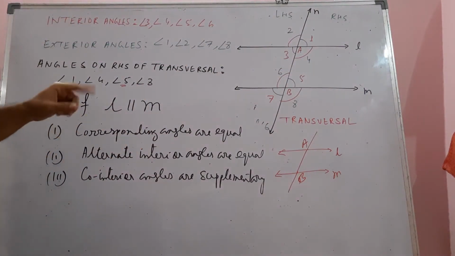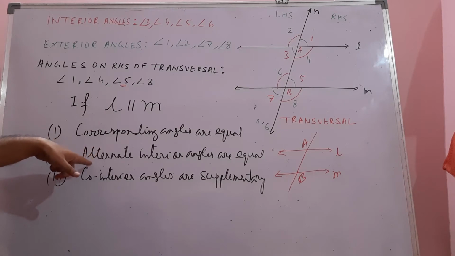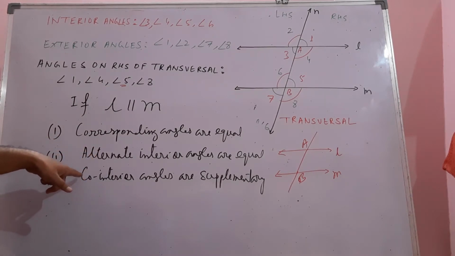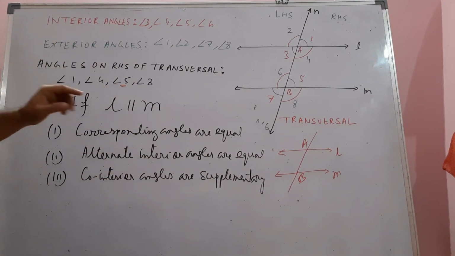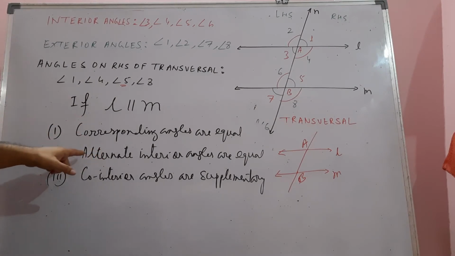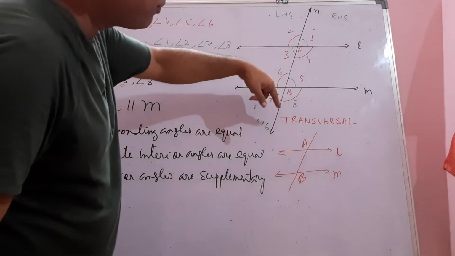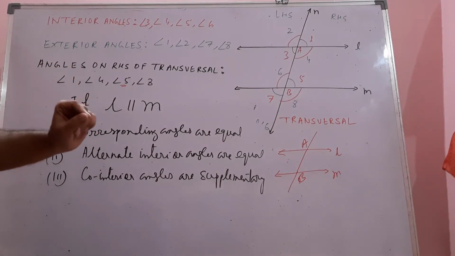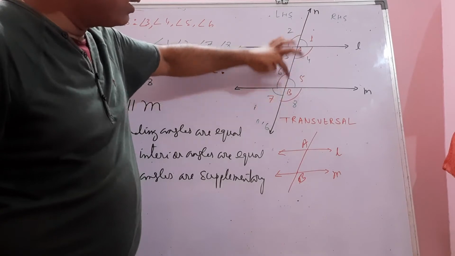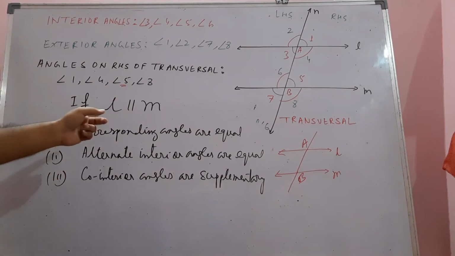Secondly, conversely, you can say this also. As I told you, there are two pairs of co-interior angles. If you can prove that one pair of co-interior angles is supplementary, then the lines will be parallel. There are two pairs of alternate interior angles, 3, 5 and 4, 6. If one pair, say 3 and 5 or 4 and 6, is equal, then the lines are parallel. There are four pairs of corresponding angles, 1 and 5, 4 and 8, 2 and 6, 3 and 7. If in any one of these pairs you can prove that the two angles are equal, then L is parallel to M.